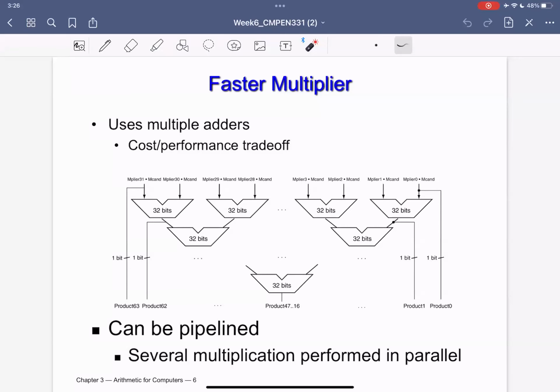You can also have a faster multiplier. For instance, if you were to have several multiplications performed in parallel, you can have multiple of these adders and different ALUs, and then you can have things a bit faster and so on and so forth.